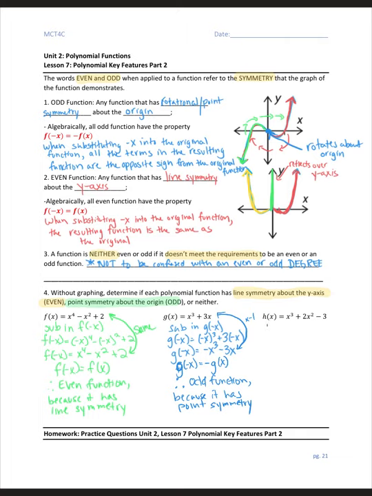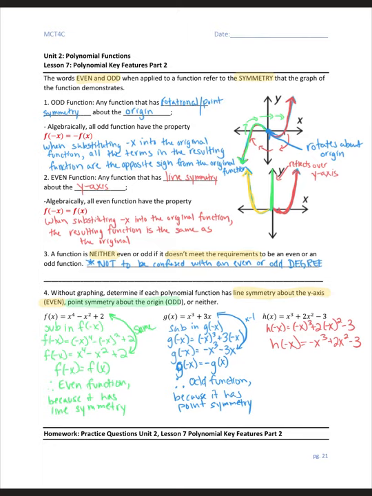So h of x, let's substitute in a negative x. Try that again. Negative x cubed plus 2 times negative x squared minus 3. So we'll start to simplify where we can. So negative x to the power 3 is going to be a negative x to the power 3. A negative x squared is just going to be a positive x squared. So we can just write that as 2x squared minus 3.